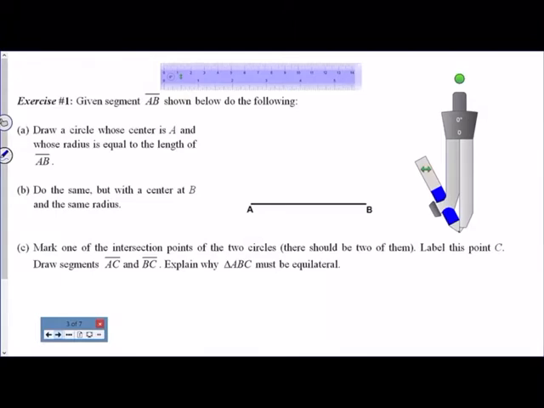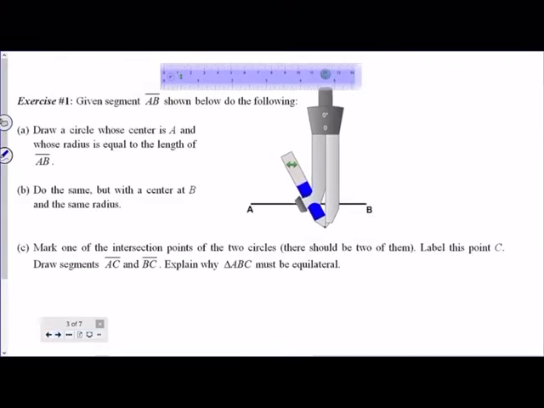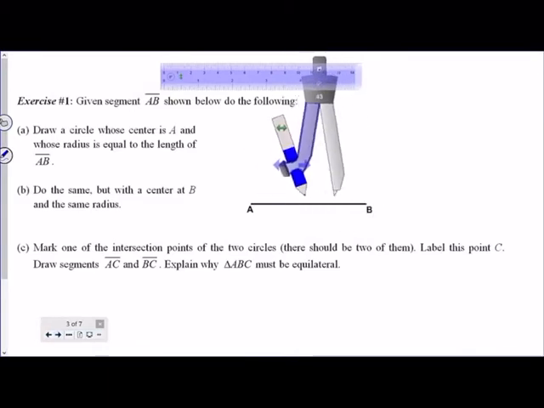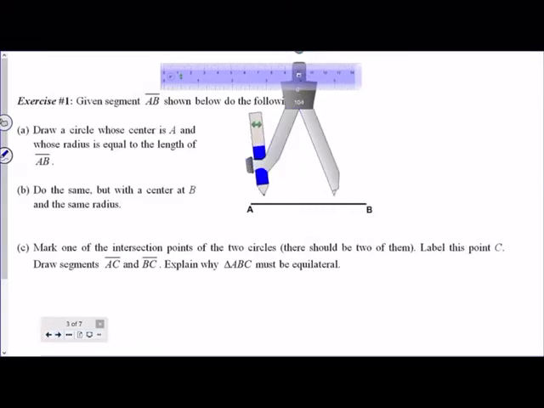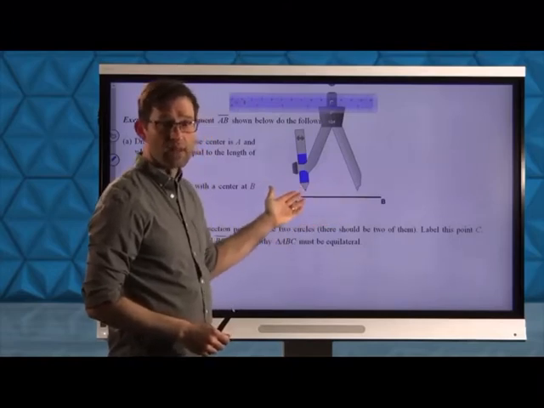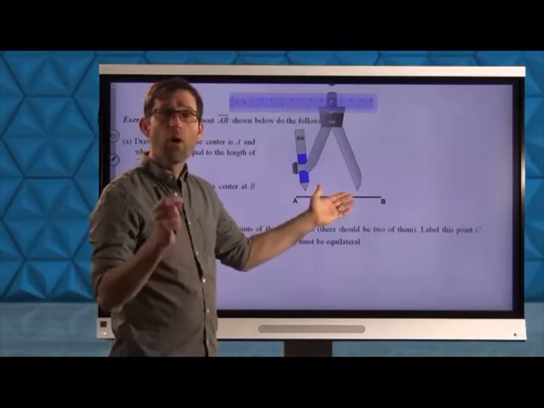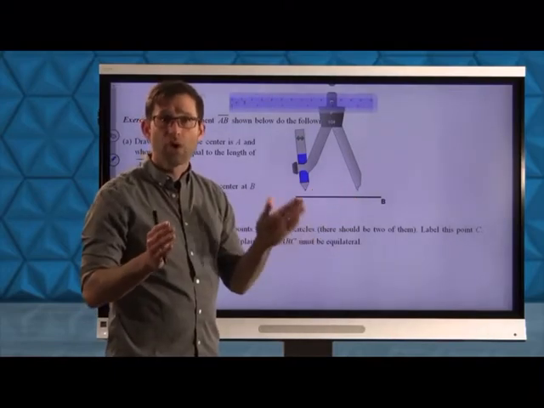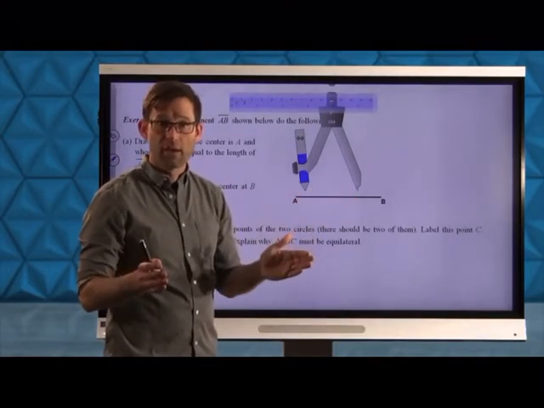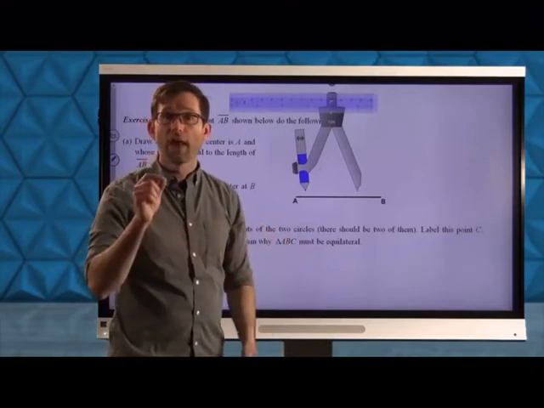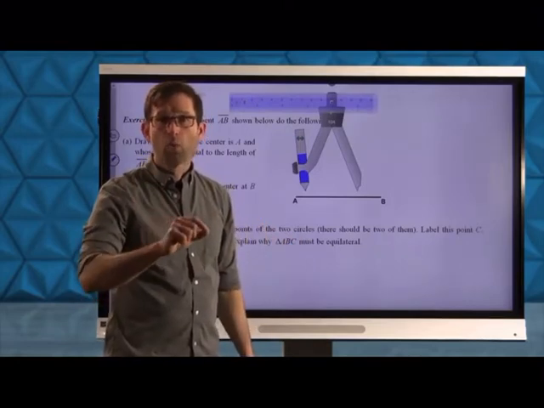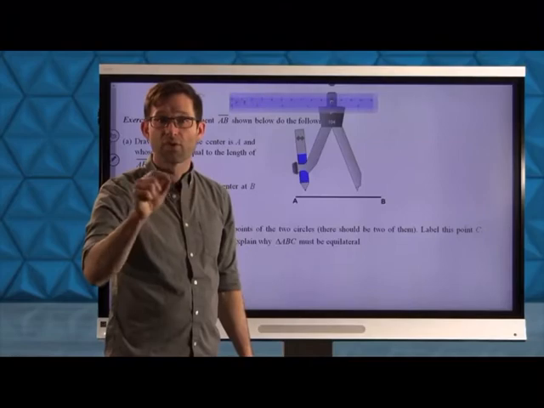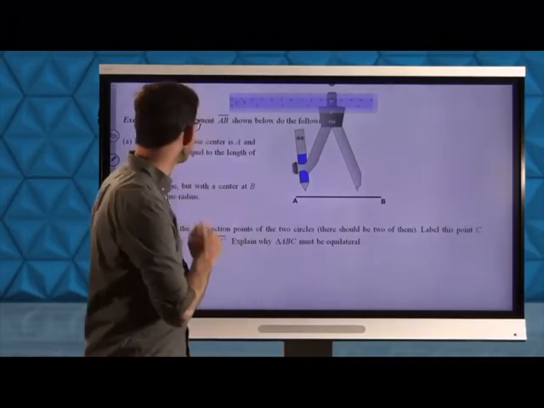All right, well, I've got my handy-dandy electronic compass here. Now, on all compasses, there are two ends, right? There's the pointy end, and there's the pencil end. The pointy end will always go at the center of the circle, and the width of the compass always represents the radius of the circle. And remember, all points on the circle will be the same distance from the center as all other points.